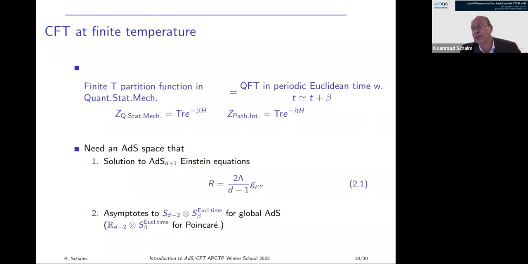So this is the extremely simple idea of how to construct the CFT at finite temperature. What we simply do is we try to find an object which is a solution to Einstein's equations, right? Because that's what the identity says. I need a space-time with a negative cosmological constant, but the boundary space-time where the CFT lives should be Euclideanized and made periodic in Euclidean time.